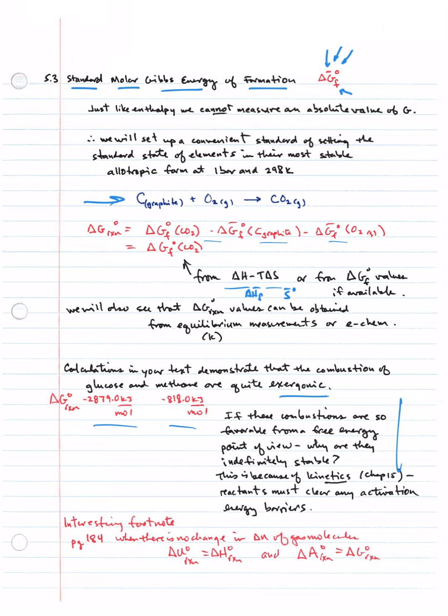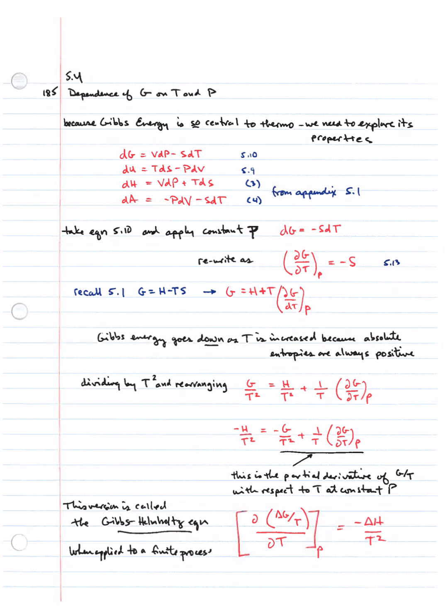I noticed an interesting footnote on page 184 that says when there's no change in delta N of gas molecules, delta U and delta H are equivalent to each other, and delta A and delta G are equivalent to each other. So that's an interesting tidbit to keep. So in the next section, we talk about the dependence of Gibbs energy on changing temperature or changing pressure. Now, because Gibbs energy is so central to thermodynamics, we need to explore its properties.